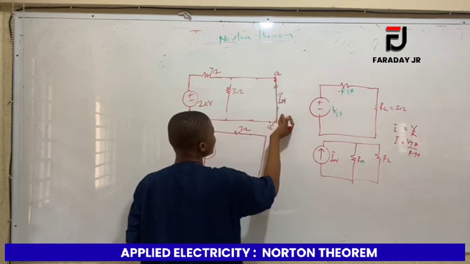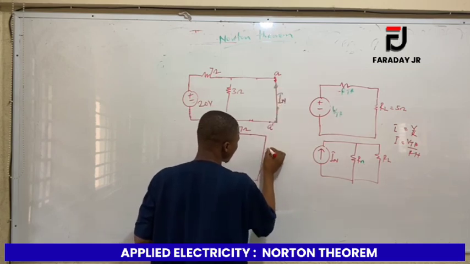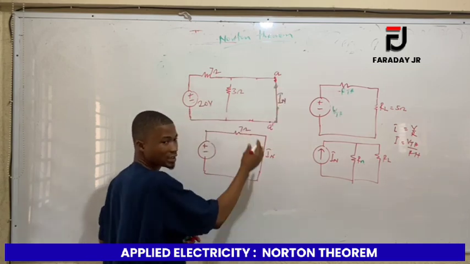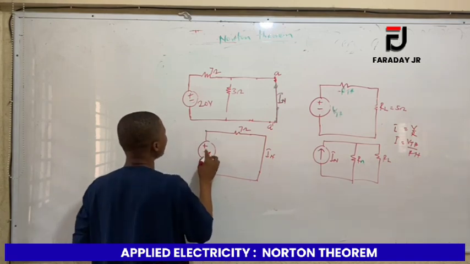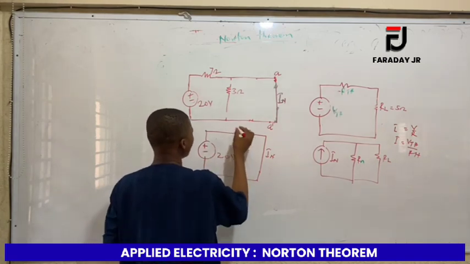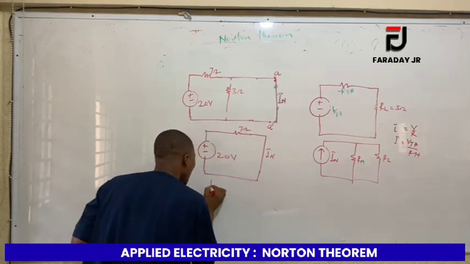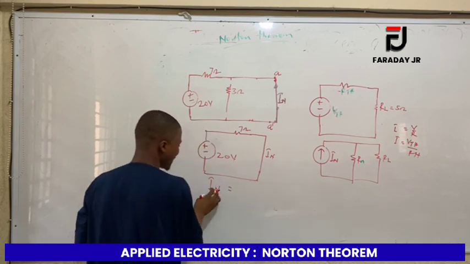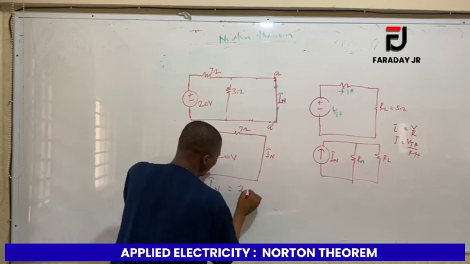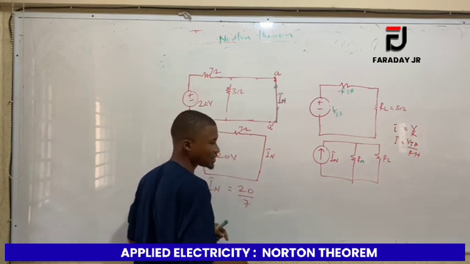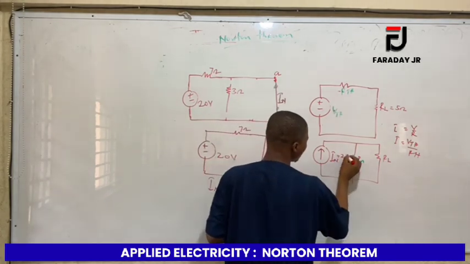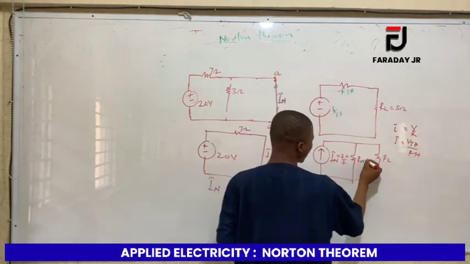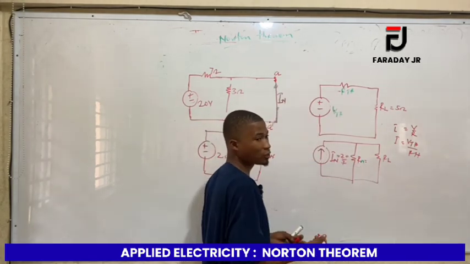And then the Norton's current is the same as the current in the circuit, because this is a series path, right? So we have our voltage of 20 volts here, and then we have our 7 ohms here. So at this point we can see that our Norton's current will be the same as the voltage over the resistor. This one will give us 20 over 7.